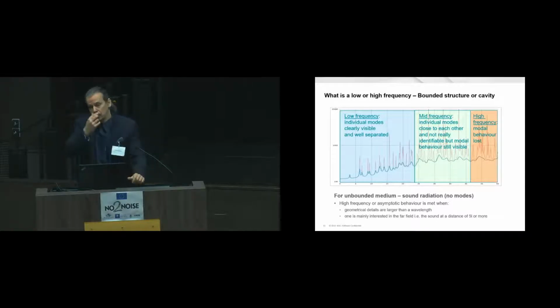When you have an unbounded medium, you don't have modes as such. So there the high frequency versus low frequency is defined a little bit differently. High frequency is when you have short wavelength compared to the geometry you are studying, and you can use approximations like rays. And low frequency is the opposite. It's when the wavelength is larger or comparable to the size you are studying, and you cannot really use a ray approach.